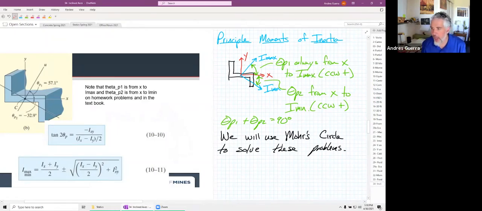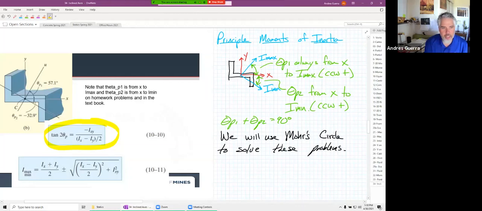For today, I will point out that in your textbook, if you want to find theta p, notice that it's a function of Ixy, Ix, and Iy. So we have to find Ix, Iy, and Ixy if we want to find theta p. This is equation 10.10 in your textbook. We're going to use Mohr's circle for this one.